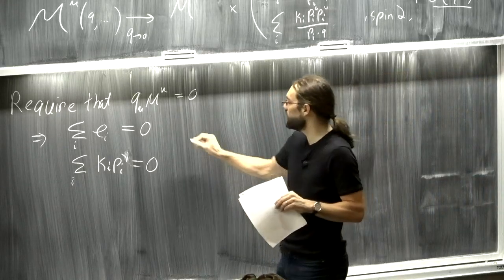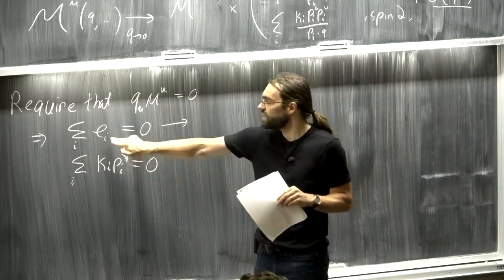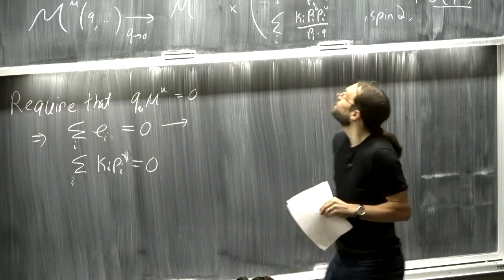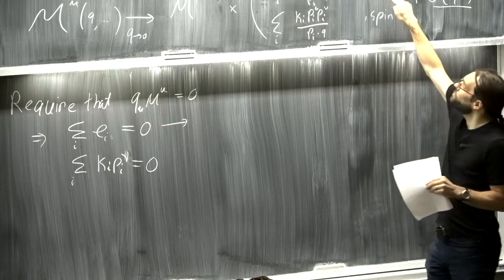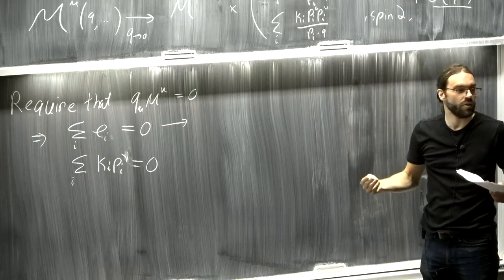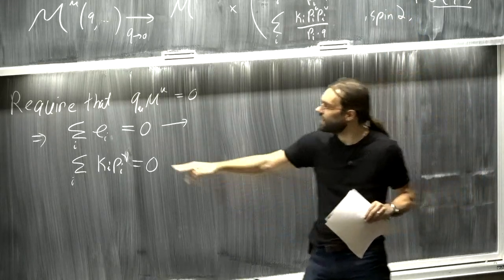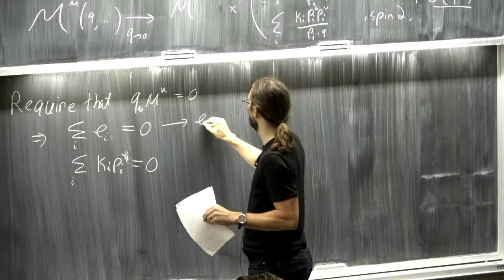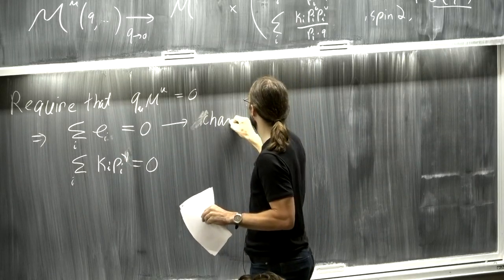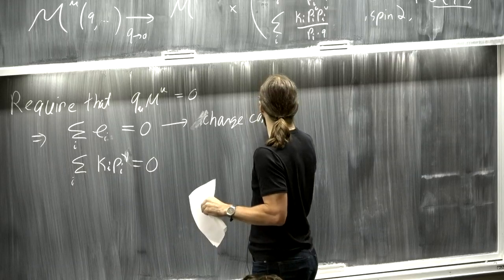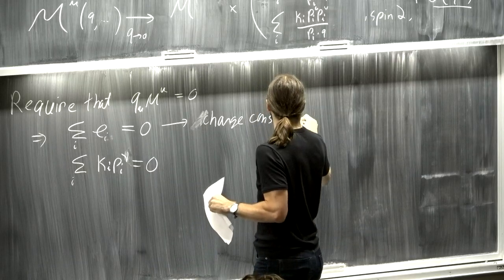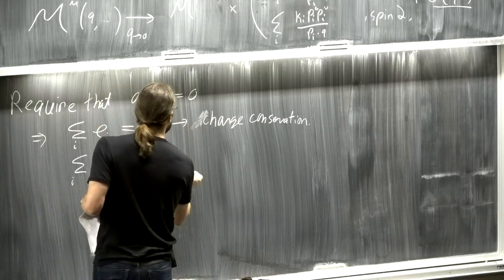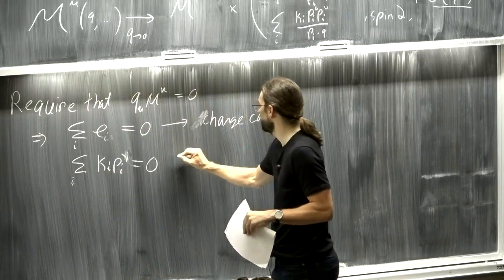So this is a very simple interpretation. It means that if you have a photon, a massless spin 1 particle in your theory, the strength of its coupling to matter you define to be the electric charge. And this is saying that electric charge has to be conserved in any process. So this is charge conservation. And this is the momentum conservation.